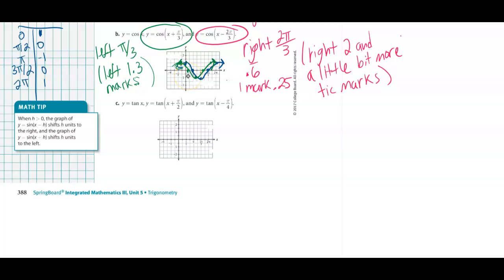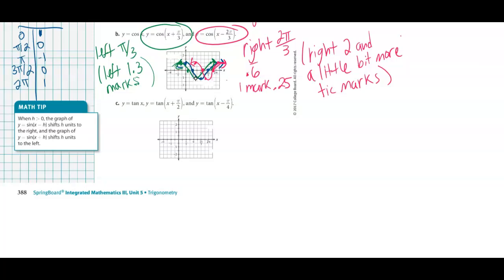Alright, so I'm going to take that blue graph, the parent, and I'm going to go right 1, 2, and a little bit, 1, 2, and a little, 1, 2, and a little. Then I'm going to connect, and we would be done.